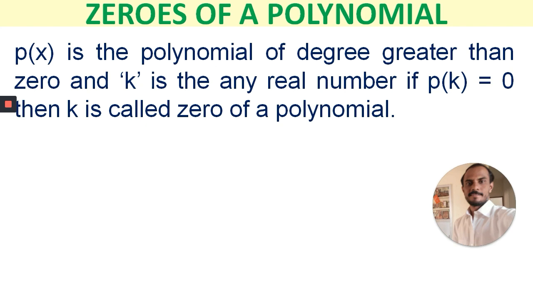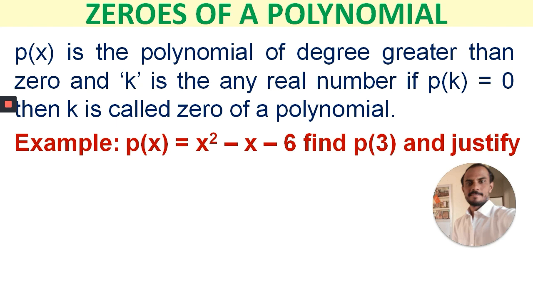We have to discuss one example here. The example is like this. P of x is equal to x square minus x minus 6. Find P of 3 and justify. Find the value of P of 3 and justify. See, students, P of x, x is the variable of the polynomial. We should consider the variable is x only. X square minus x minus 6 is there.